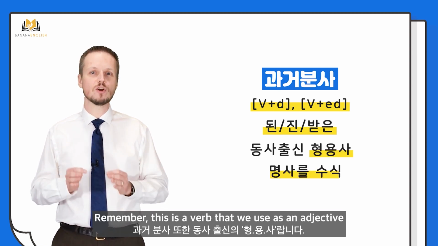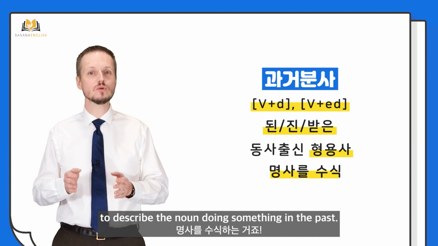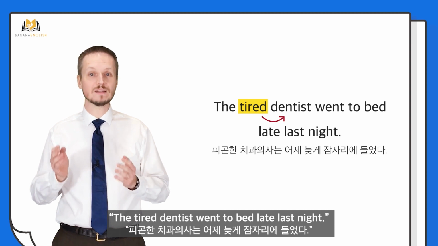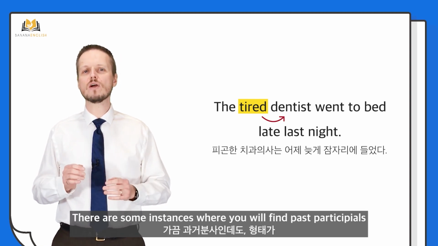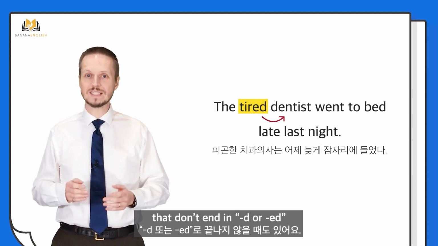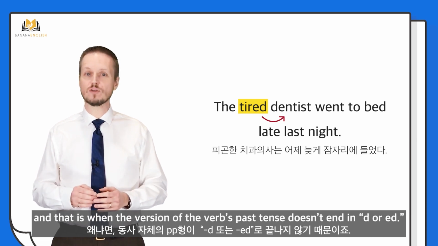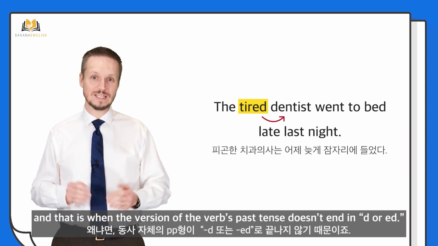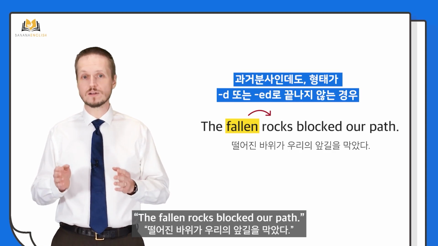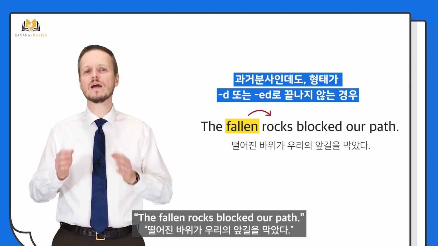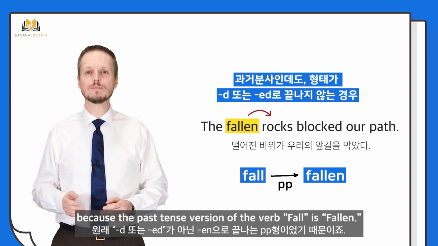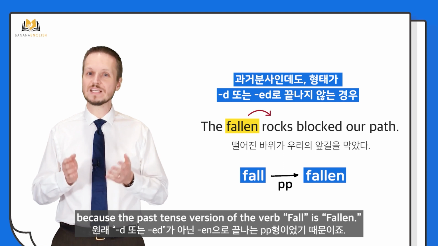Remember, this is a verb that we use as an adjective to describe the noun doing something in the past. For example, the tired dentist went to bed late last night. There are some instances where you will find past participials that don't end in d or ed, and that is when the version of the verb's past tense doesn't end in d or ed. An example of this might be, the fallen rocks blocked our path. The adjective fallen is a past participial that doesn't end in d or ed because the past tense version of the verb fall is fallen.